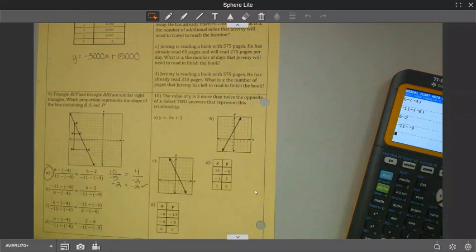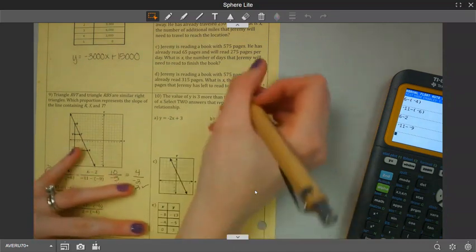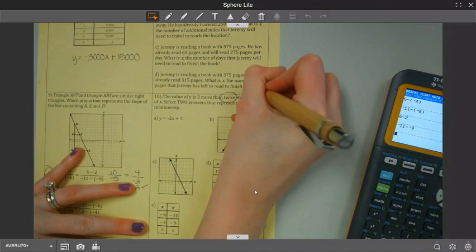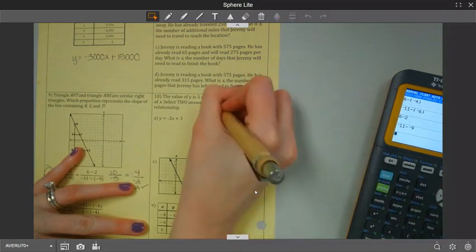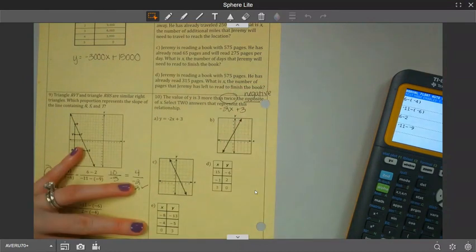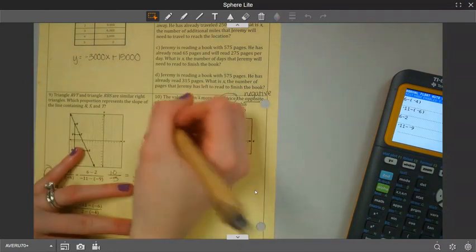Number 10 says the value of y is 3 more than twice the opposite of x. Select 2 answers that represent this. Okay, twice the opposite. Well, when we talk about opposite in math, we mean negative. So I want negative 2 times x and 3 more than that. So y is equal to negative 2x plus 3.